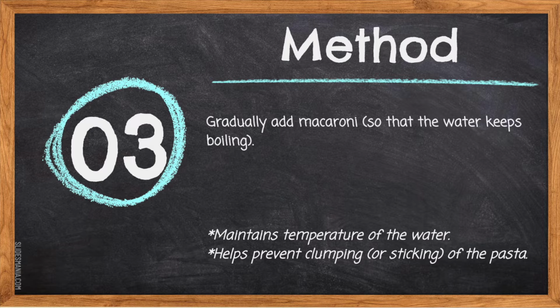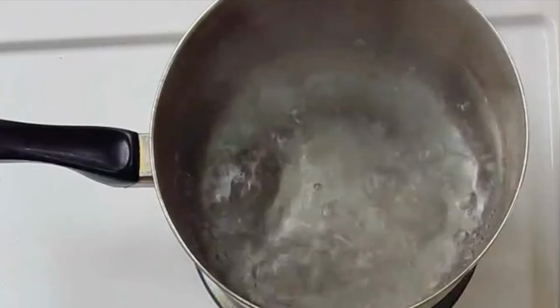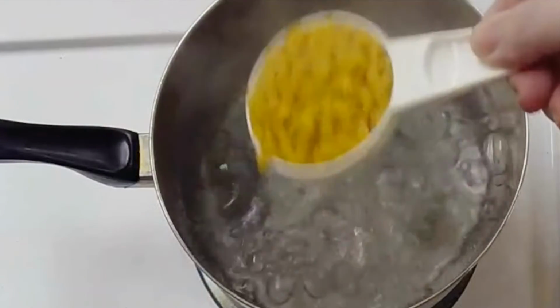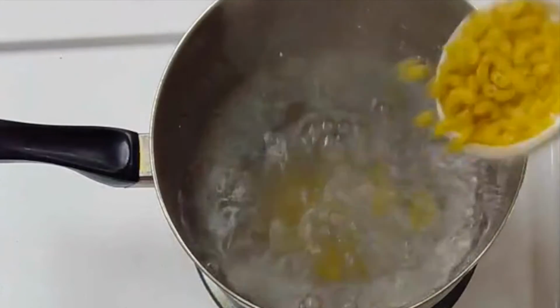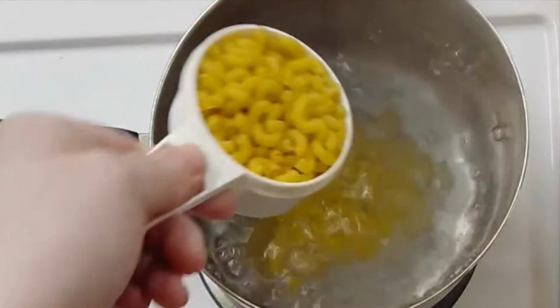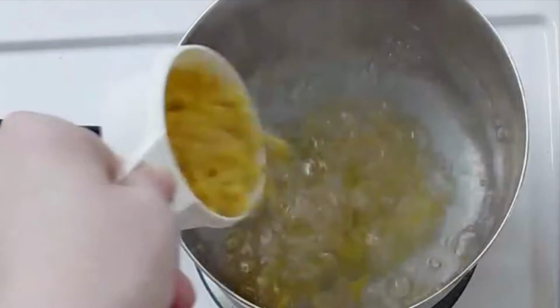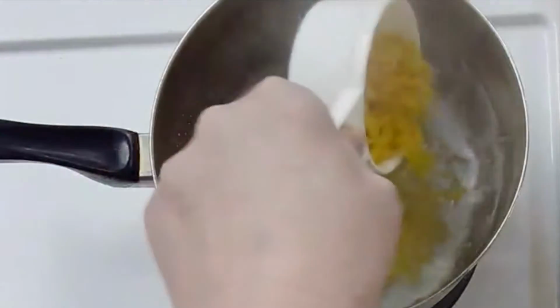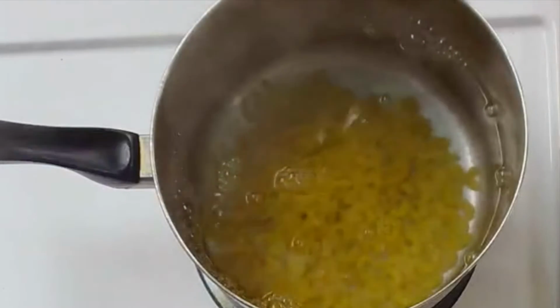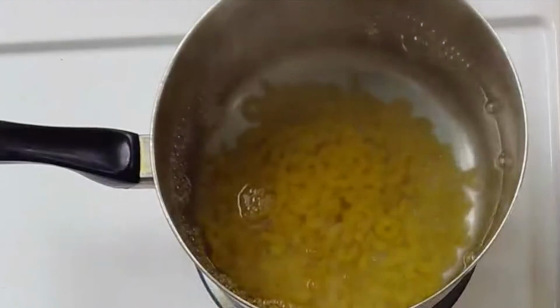Step 3. Gradually add macaroni so that the water keeps boiling. It helps maintain the temperature of the water and helps prevent clumping or sticking of the pasta. Putting the dry pasta slowly into the boiling water so that the water continues to boil is a very important step because that way the pasta is not sticking together. We are not using oil in our water. Oil, yes, would help coat the pasta and prevent it from sticking together, but it makes the sauce not stick to the pasta and actually slides off like a slip and slide. So we can do the same thing by just adding it slowly and keeping the rapid boil from happening.